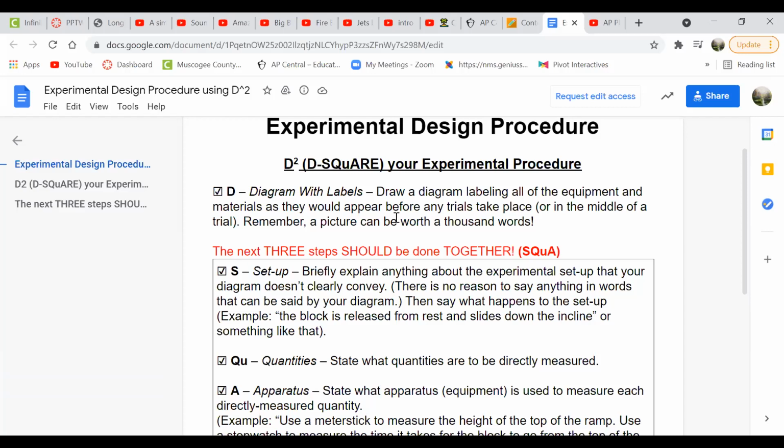All right, so let's go ahead and break down D squared. You might just remember D and then the square, if you can remember what SQUARE stands for. So D stands for diagram.